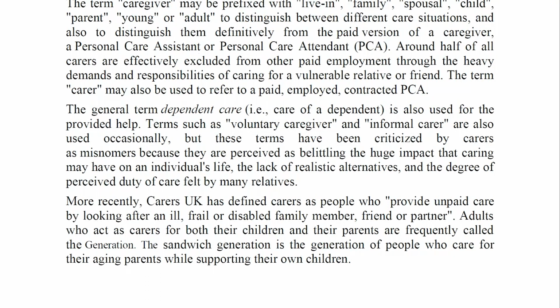Terms such as voluntary caregiver and informal carer are also used occasionally, but these terms have been criticized by carers as misnomers because they are perceived as belittling the huge impact that caring may have on an individual's life, the lack of realistic alternatives and the degree of perceived duty of care felt by many relatives. More recently, Carers UK has defined carers as people who provide unpaid care by looking after an ill, frail or disabled family member, friend or partner.